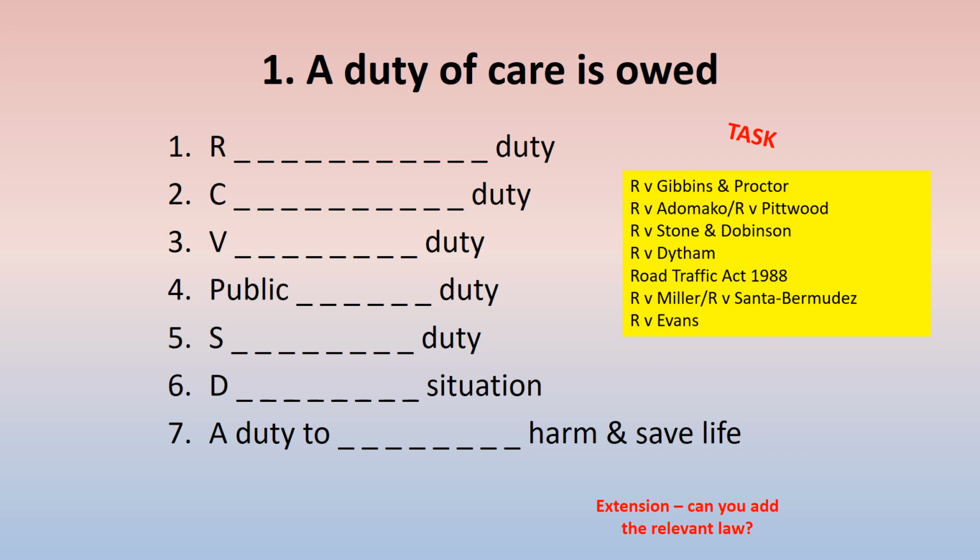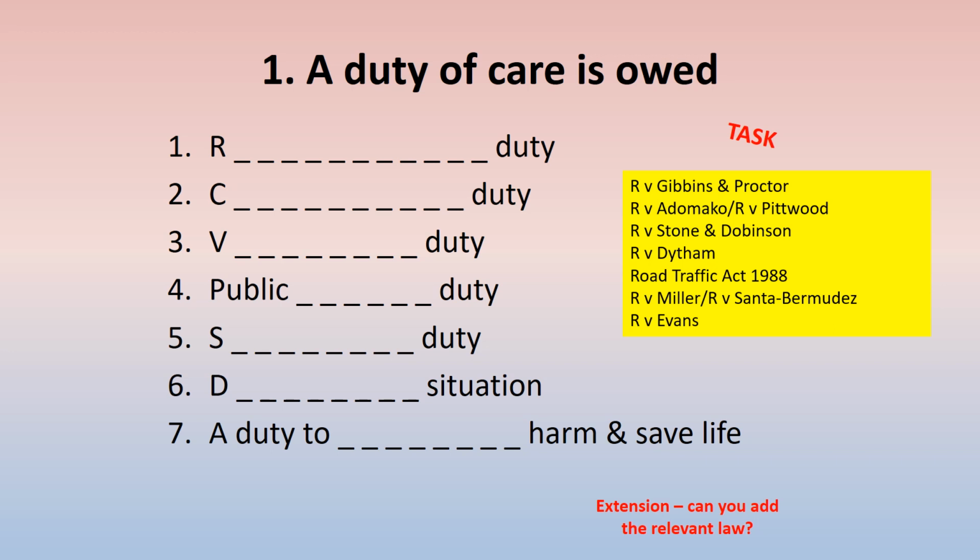Statutory duty imposed by Parliament. A good illustration of that is the Road Traffic Act, somebody who fails in their duty as a competent road user. Then there is the creation of a dangerous situation. You've got Miller or Santa Bermudez. You might remember Santa Bermudez being the defendant who failed to warn a police officer that he had a needle in his pocket, and when the police officer searched him, she became injured, ABH injuries, and the defendant in that case was deemed to have failed in their duty.